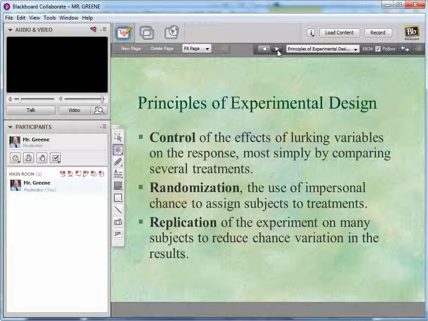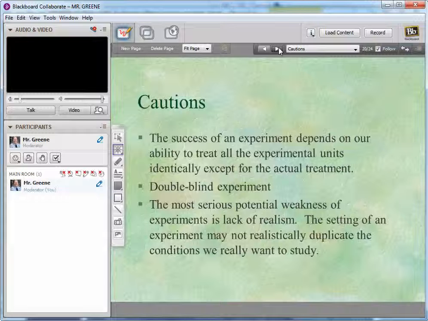Okay. So the three things that we were talking about, the principles of experimental design: control. Having a control group is important. Randomization, the use of impersonal chance of assignment to specific treatments. And replication of the experiment on many subjects to reduce chance variation in the results. Control, random, and replication. CRR. Those are the things that you need to make certain you have in any experimental design you do.